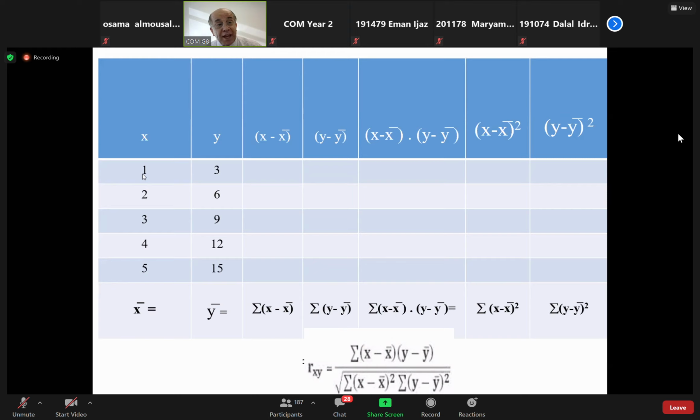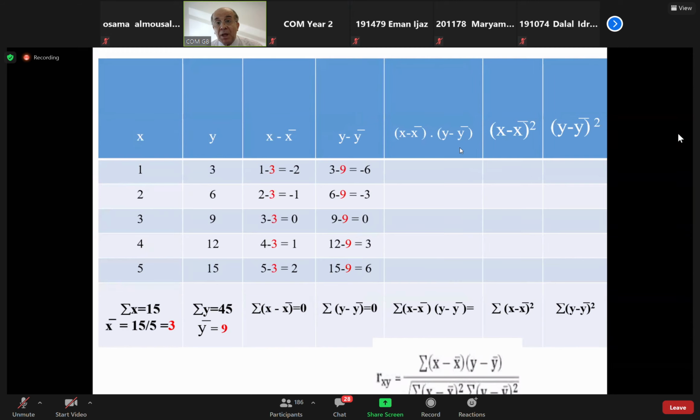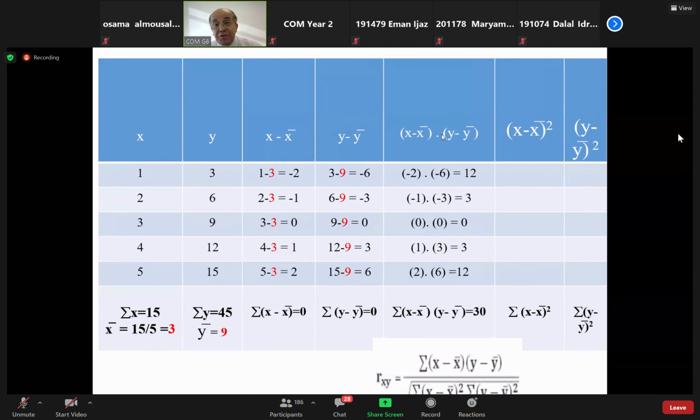You take x minus x bar, so let me go to the next one. I calculated x bar here, which is 3. So you take 1 minus 3, 2 minus 3, 3 minus 3, like this. So that's the first term, x minus x bar. Every x here minus x bar, which is the mean. So you subtract this point from the mean, and that's the difference. You see the difference is minus 2, minus 1, 0, 1, 2. Those are my values. Do the same thing for y.